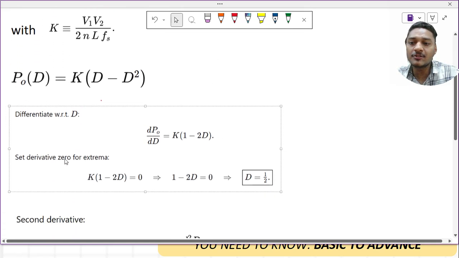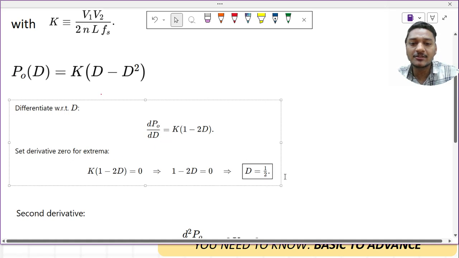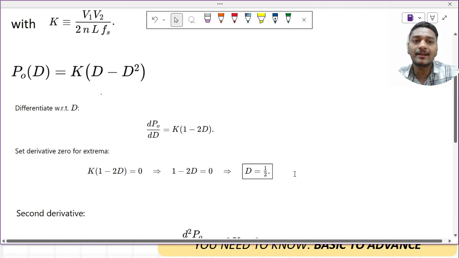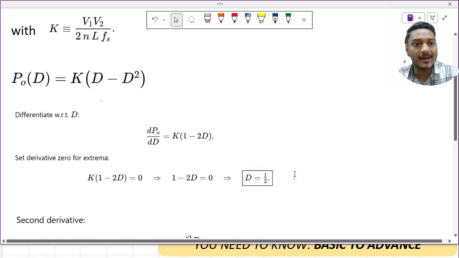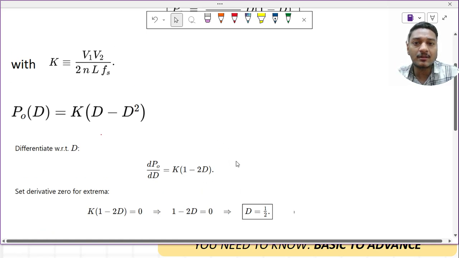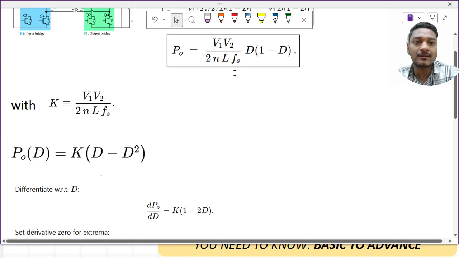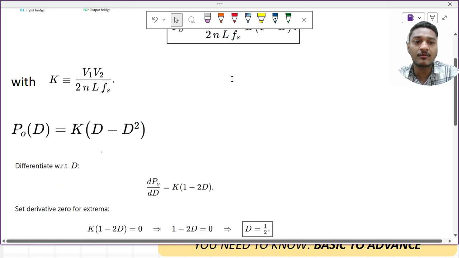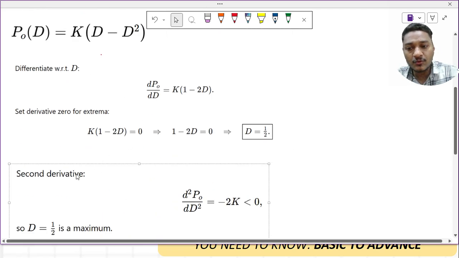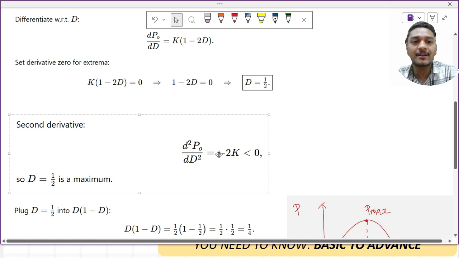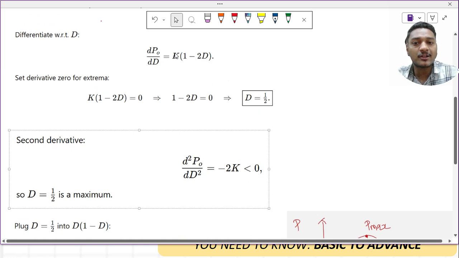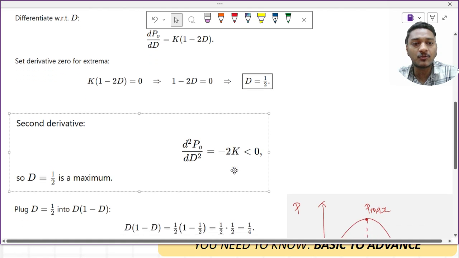Differentiating with respect to D, I get D equal to 1 by 2 as the point where I should get the maximum or minimum. Why do I say maximum or minimum? Because this is just a point. After putting it in, some value will come, but whether that is a maximum or minimum value, for that we generally take the second derivative. After doing the second derivative I get minus 2K, and K is a positive number from 0 to 1.